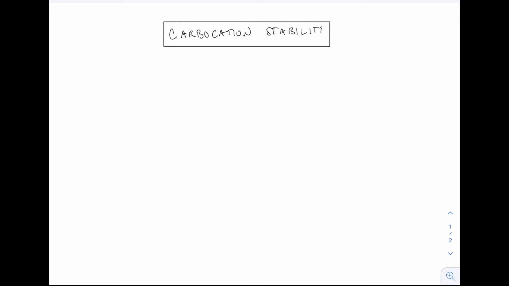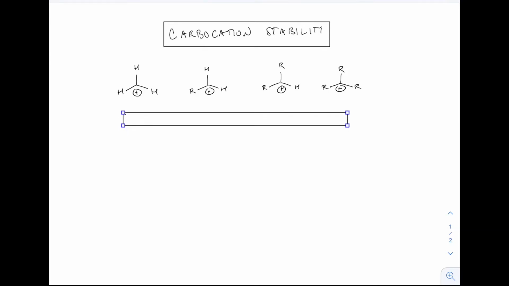All right, so very much related to the SN1 reaction, we're going to talk about carbocation stability. So we've got a methyl cation, a primary cation, a secondary cation, and a tertiary cation right here. Again, this is really important for SN1 reactions, and we'll see that later after we start talking about the Hammond postulate as well. But as we go from left to right, we have an increased carbocation stability.